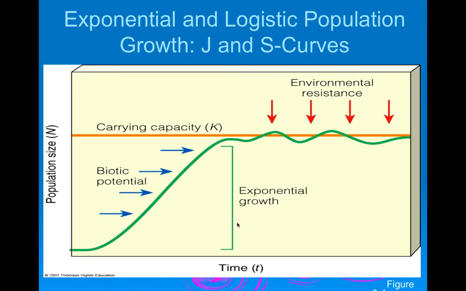So here are some pictures of those words. So here's our biotic potential. We're growing and growing and growing. There are no limiting factors acting on us. Once we hit this environmental resistance, these are my limiting factors. So now I ran out of space, I ran out of water, I ran out of food. That's also our carrying capacity there.